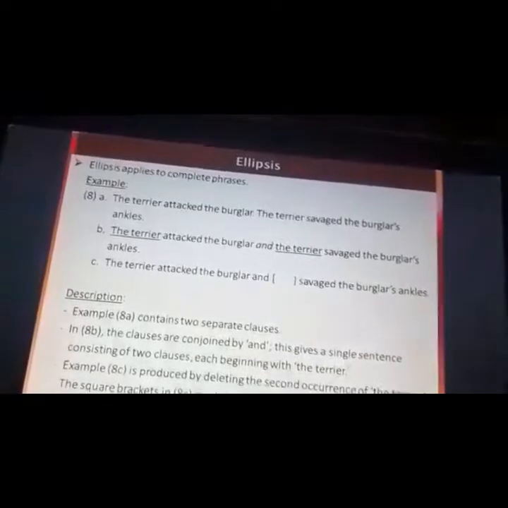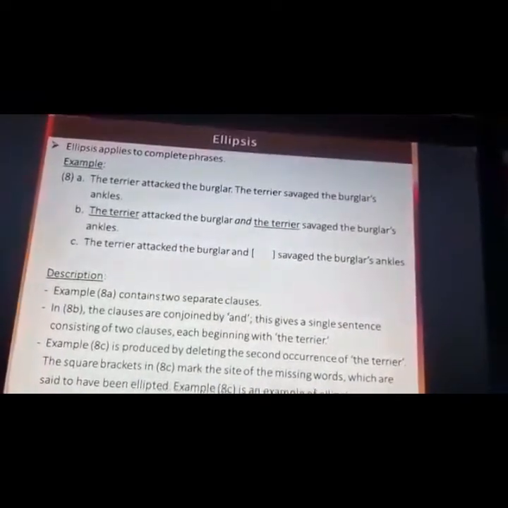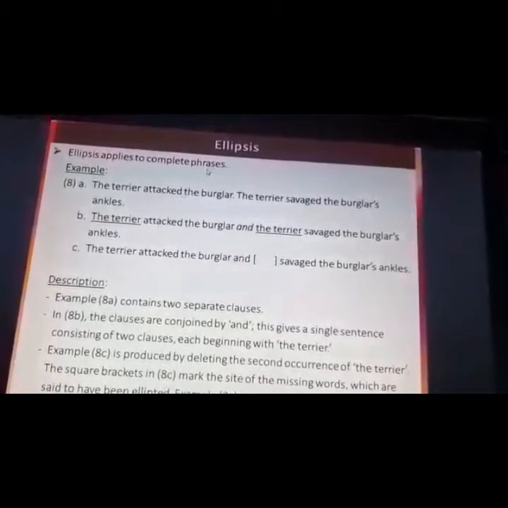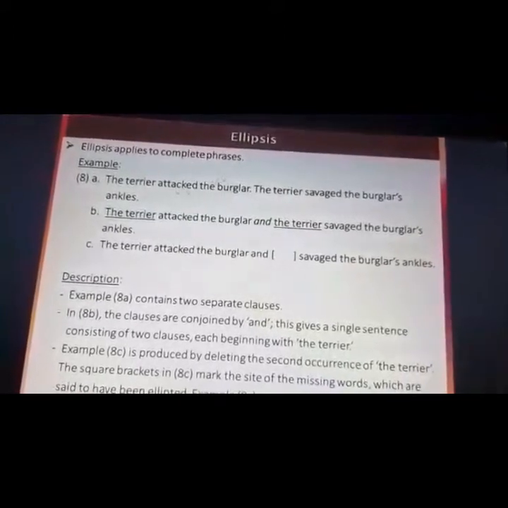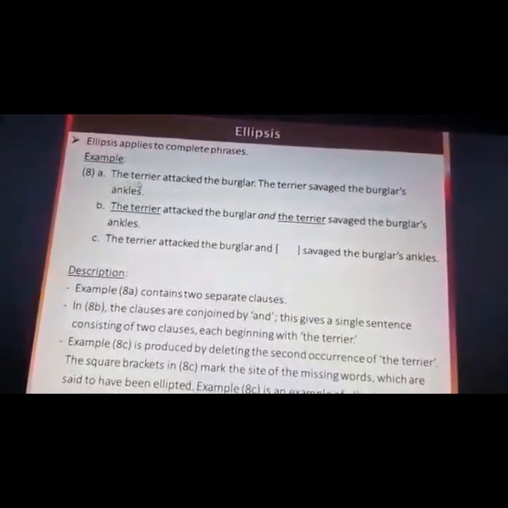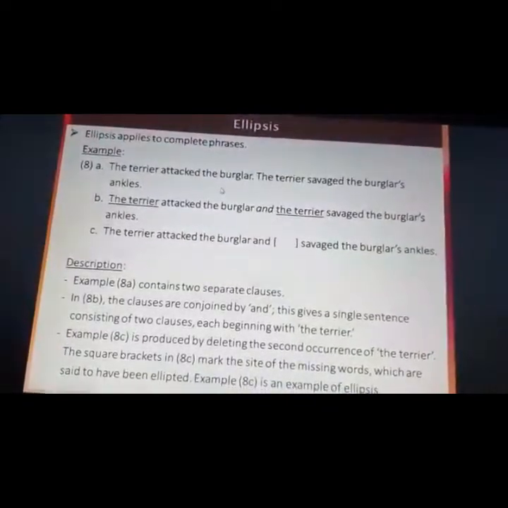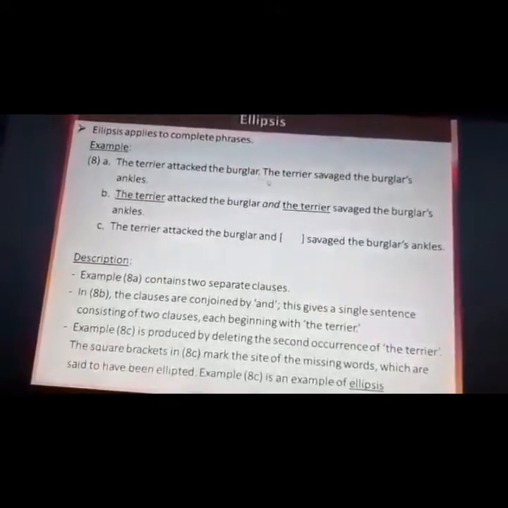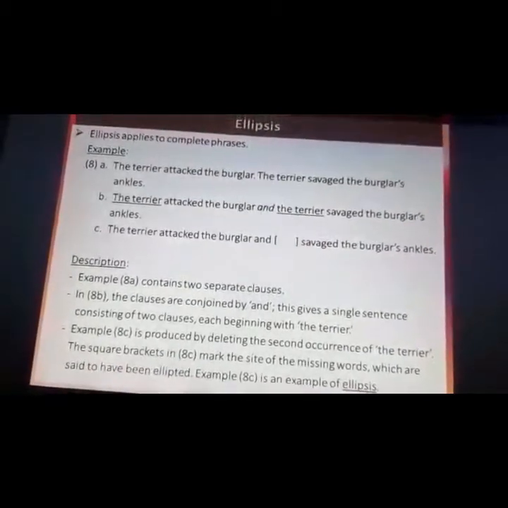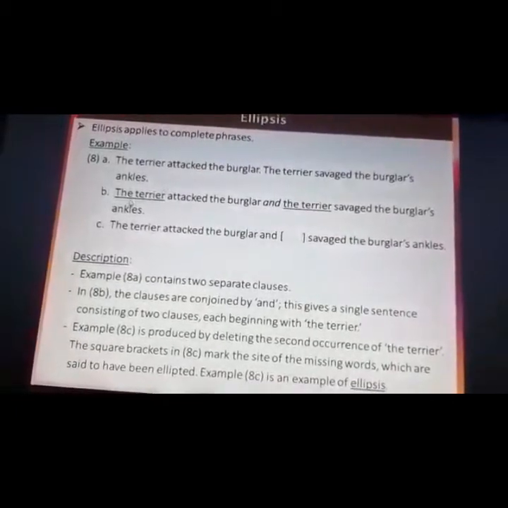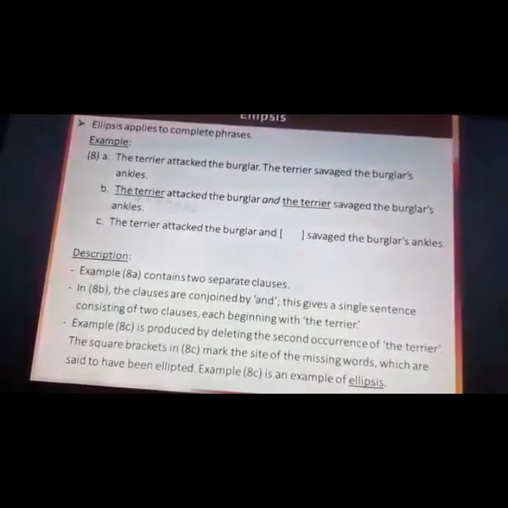Yeah, next is about ellipsis. Ellipsis applies to complete phrases. You know, ellipsis means penghilangan. For example, 8a, the terrier attacked the burglar. Full stop. It means that we got one sentence here, and then continues to the second one. Second sentence, the terrier savaged the burglar's ankles. While in 8b, the terrier attacked the burglar, and then there will be conjunction for compound sentence.